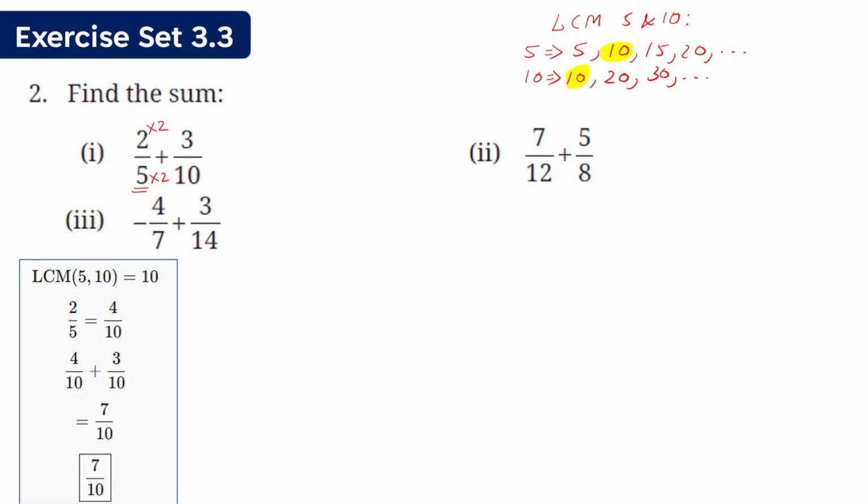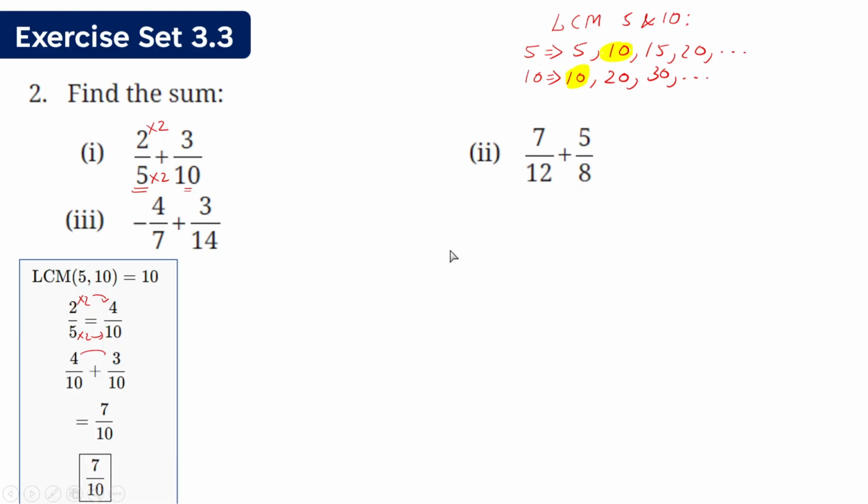So 2 fifths times 2. 2 times 2 is 4 and 5 times 2 is 10. I don't have to do anything with the second fraction because it is 3 tenths, and just to add the numerators, 4 plus 3 is 7, and copy the denominator. So we add the numerators and we then copy the denominator. So it is 7 tenths.